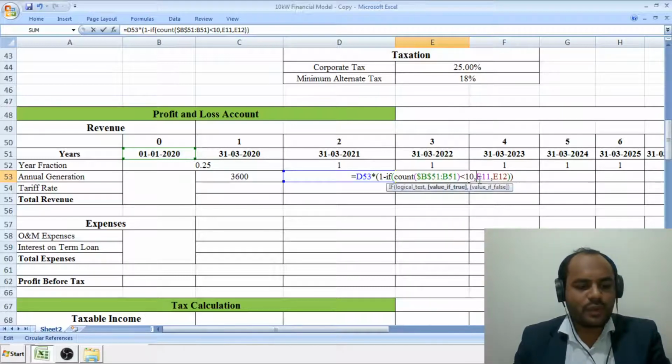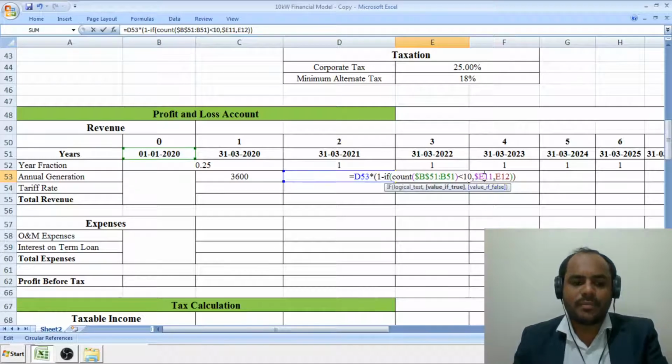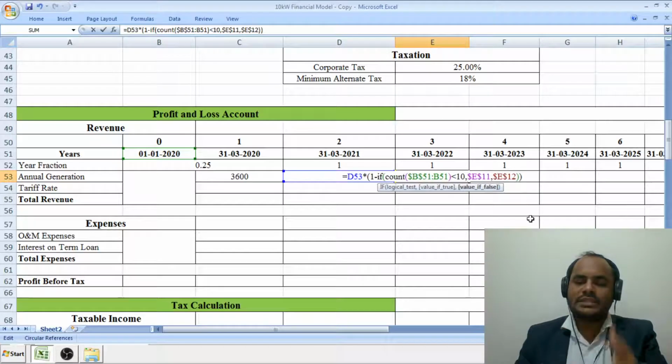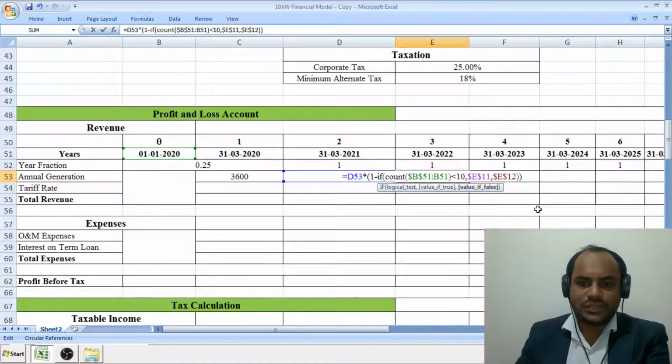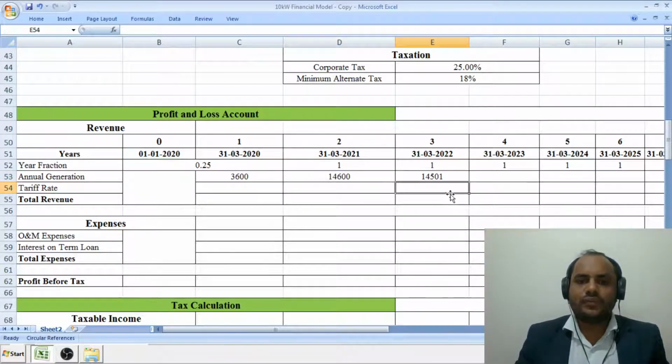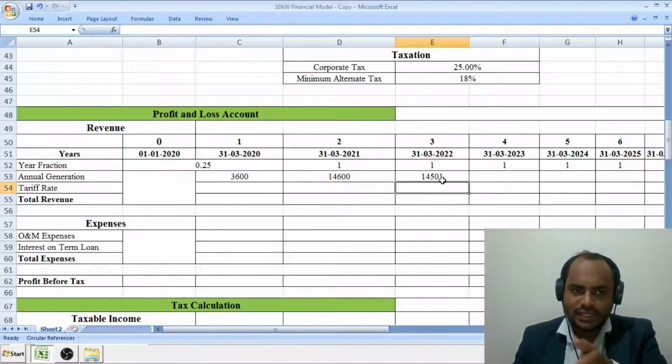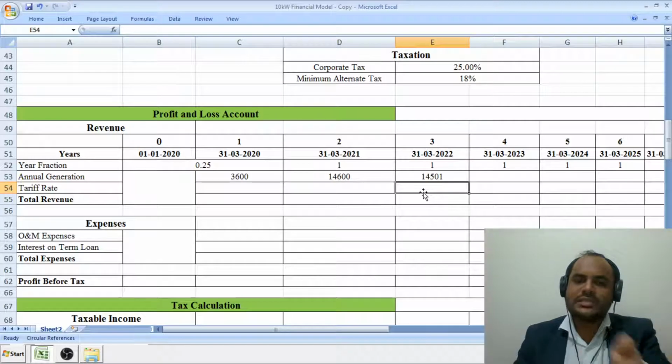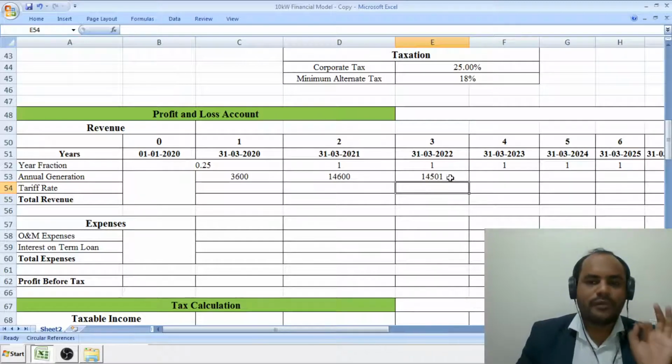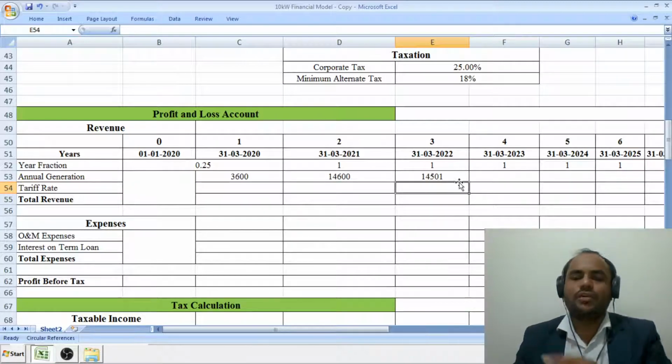So that is why we have to fix this value with the help of this symbol, the dollar symbol. We are fixing any cell that we want to fix in a typical Excel sheet, and enter. So we came to know that in the third financial year, annual generation has decreased from 14,600 kilowatt hour to 14,501 kilowatt hour.